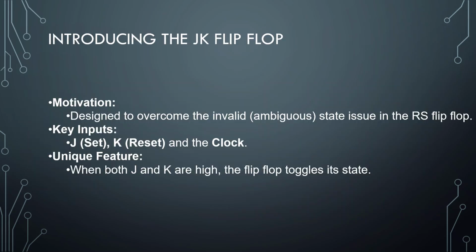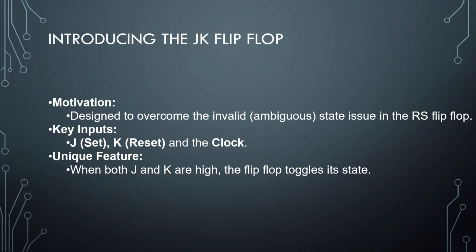Now that we have explored the limitations of the clocked RS flip-flop, especially its undefined condition, let's move on to a more versatile solution, the JK flip-flop. It was especially designed to overcome the ambiguous state issue we saw in the RS type. Like the RS flip-flop, the JK version also uses two inputs, but instead of S and R, we have J and K. These inputs are similar in function. J is like set and K is like reset, but with a key improvement.